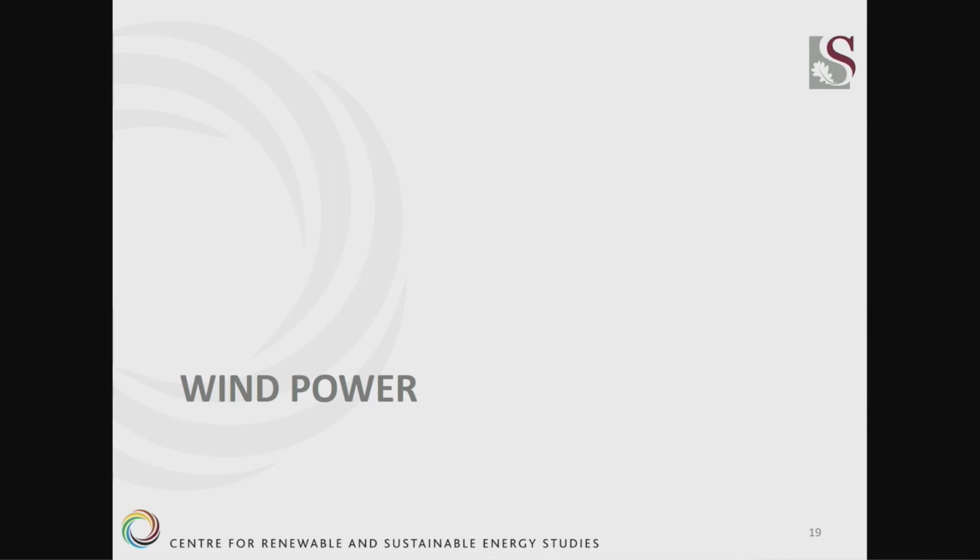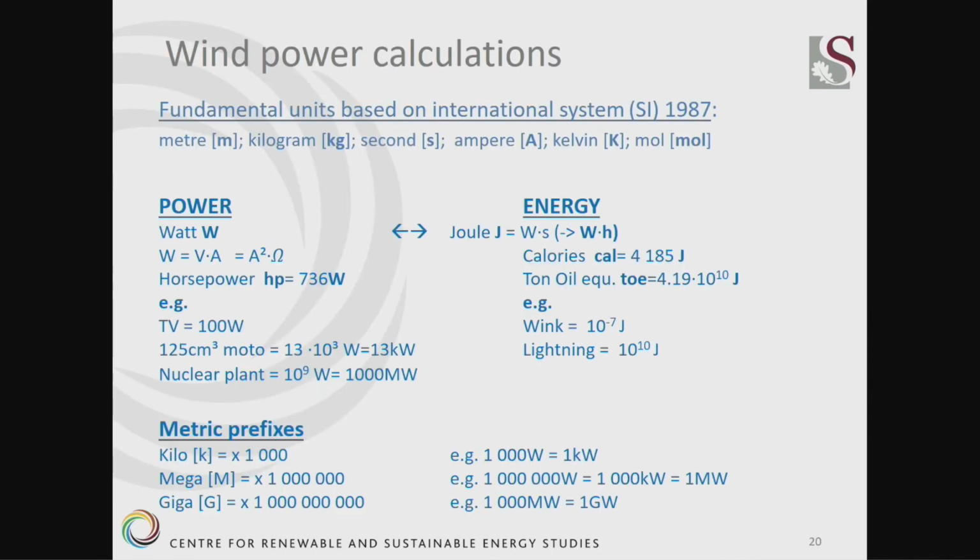Now let us look at wind power. The power obtained from the wind can be calculated. The fundamental units used in these calculations are obtained from the international system, also known as SI units. Power is the amount of energy used in a second, measured in watts. Power is commonly also used to rate electrical equipment in terms of their maximum capacity, such as for a power plant. Energy is measured in joule.